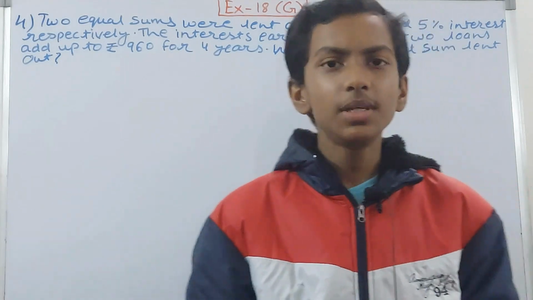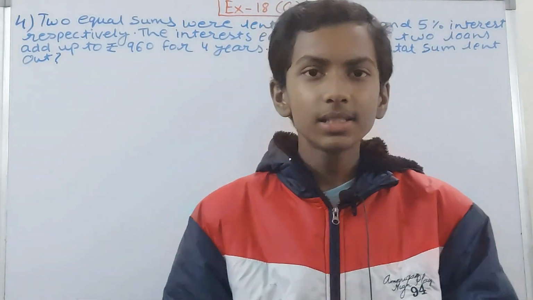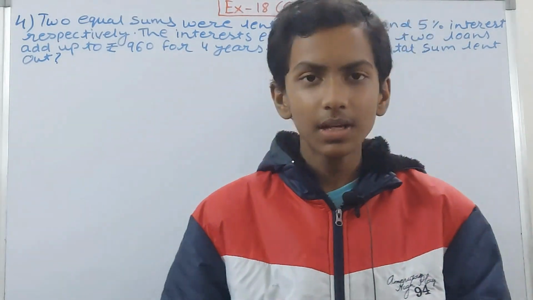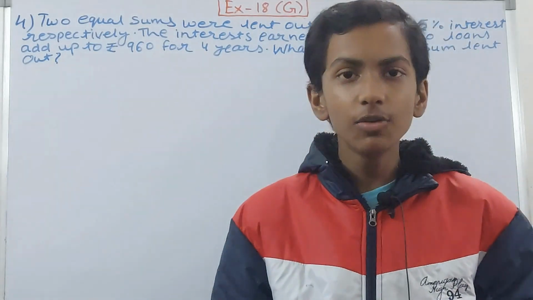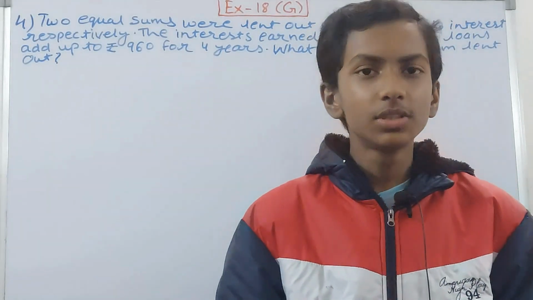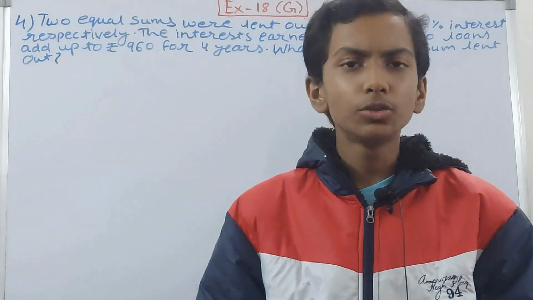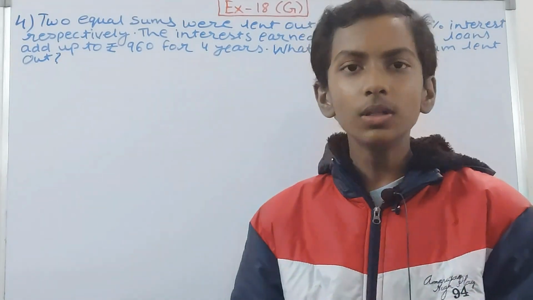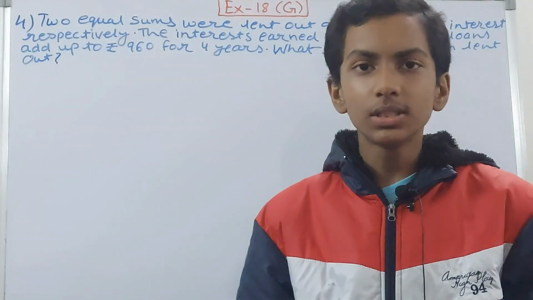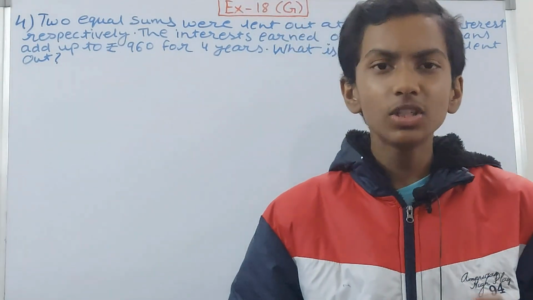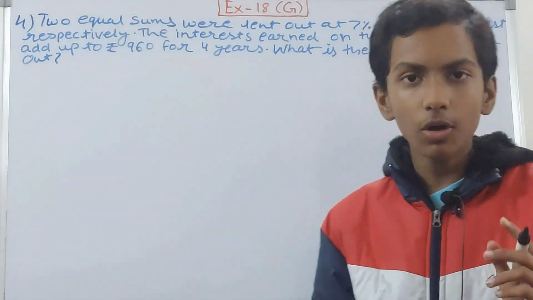Now the total sum is being asked. So you will not find the value of the sum that is lent out separately, that is 1000. Whenever we are being asked the total value, we have to add the number of sums given. Suppose there are three sums given and all three are 1000 rupees each. So we will add 1000 three times, that will give you 3000. So that becomes your total sum. Same goes here, two sums are given, so we will add the value of both of the sums. That will be the total sum, not just the value of one sum.